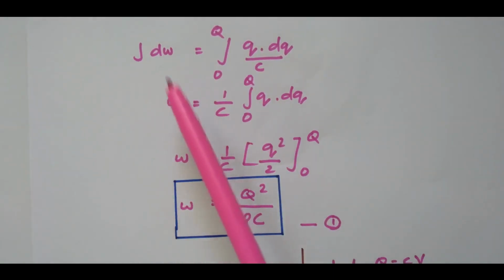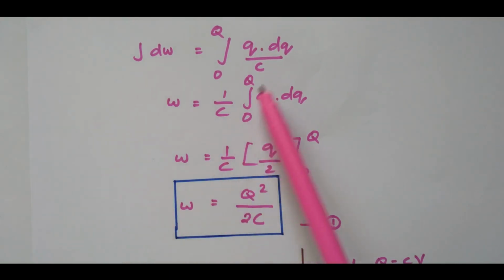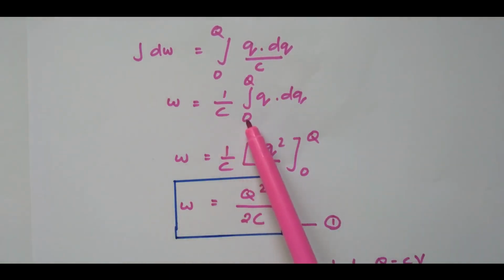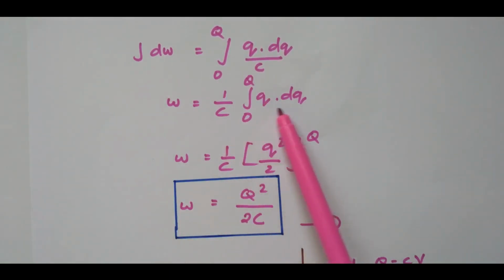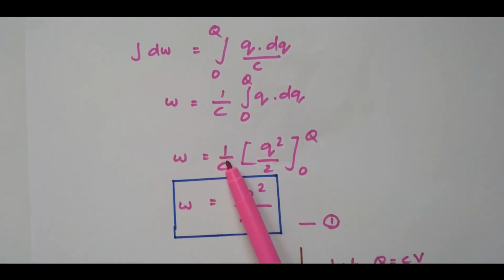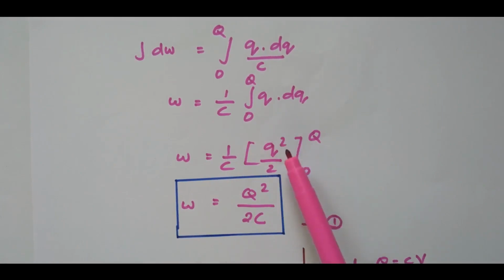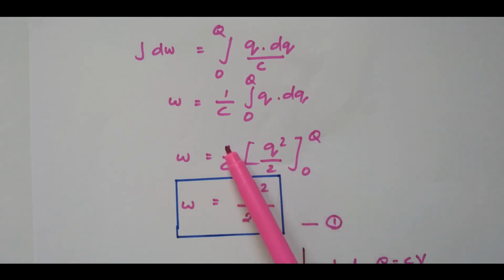Integral dW equal to W. 1 by C is constant, so integral 0 to Q of Q dQ. So W equal to 1 by C times the integral of Q, which is Q square by 2. We substitute the limit 0 to Q. So 1 by C into Q square by 2, that is Q square divided by 2C. The energy stored in the capacitor is Q square divided by 2C.